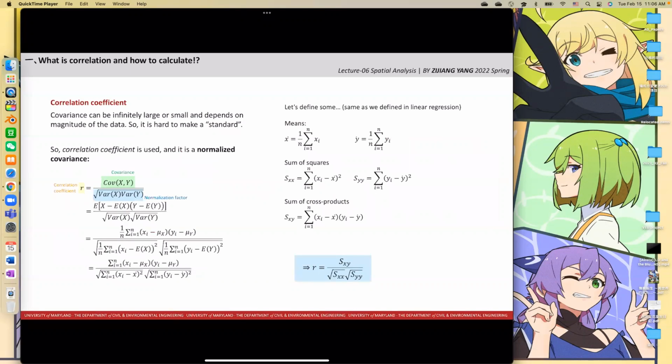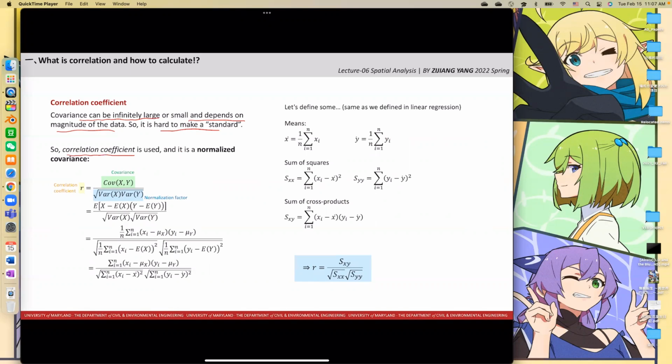But covariance has a critical issue: it can be infinitely large or small, and it depends on the magnitude of the data. So we cannot cross-compare data from different things, and it is hard to make a standard. So the correlation coefficient, I think, is more frequently used to describe the relation between two variables.